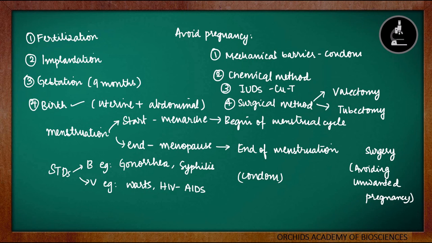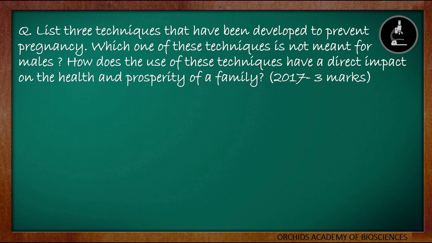So with this, we come to the end of this chapter. Now let us discuss questions from the previous years. The question is, list 3 techniques that have been developed to prevent pregnancy. Which of these techniques is not meant for males? First, they are asking us to list 3 techniques which have been developed to avoid pregnancy. So we can mention 3.